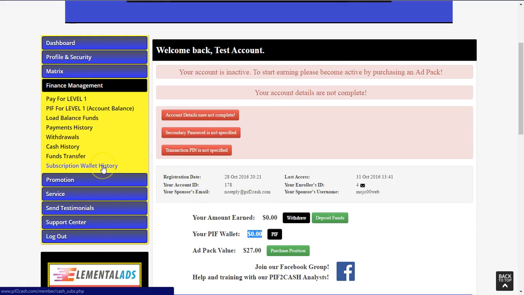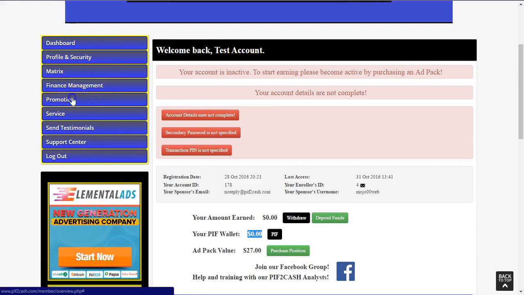Here we've got subscription wallet history. Again, this is pretty much about your PIF wallet. Some of the aesthetics in here, we're going to be making some minor changes. Nothing big. You might see some color differentiation. Instead of saying subscription, it might say PIF wallet history. So I might change that to PIF wallet history, just to let you know.